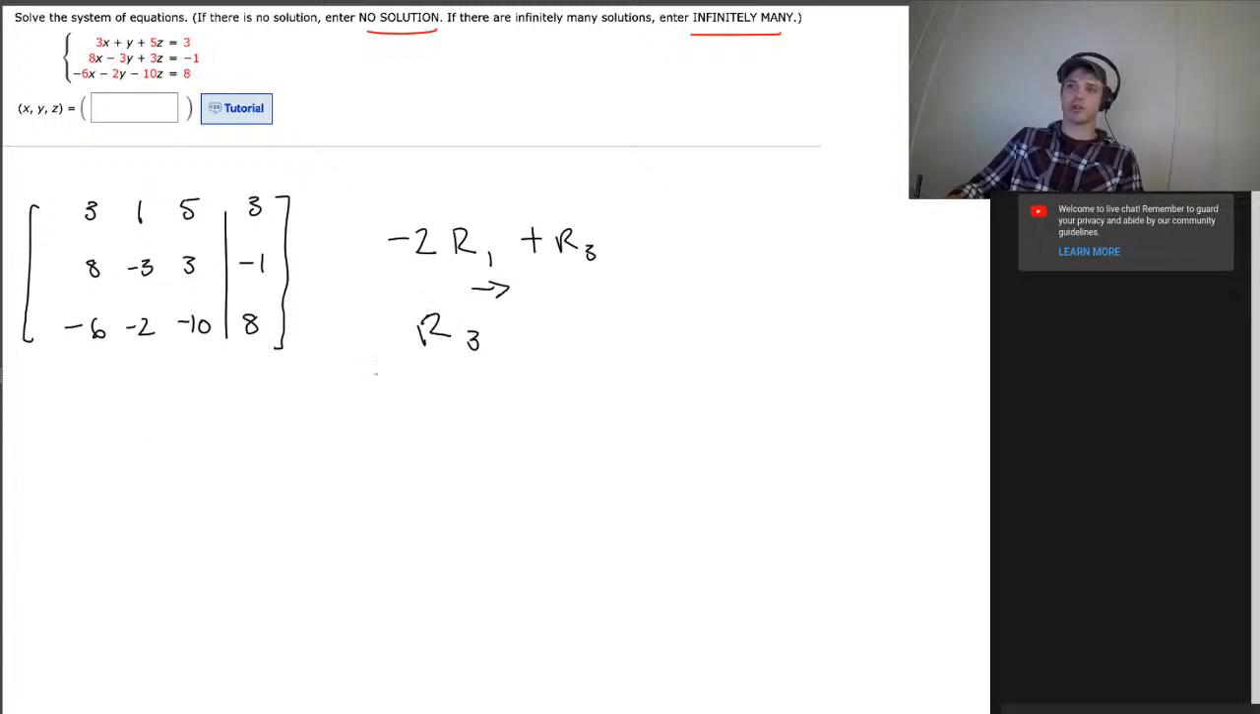So the first 2 rows don't change. We're only changing row 3. So I'll copy the first 2 rows down. We get 3, 1, 5, 3, 8, -3, 3, and -1. Then we've got negatives. Oh, actually, this is the row we're changing. So I want to try something real quick. Let me see.